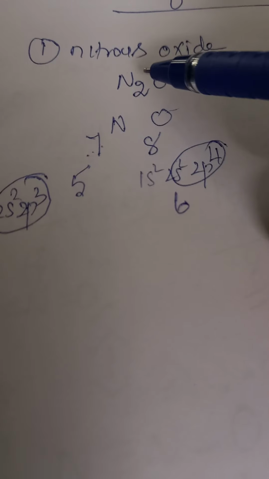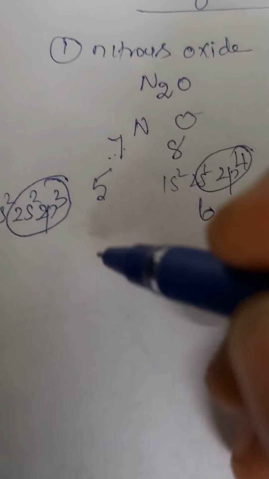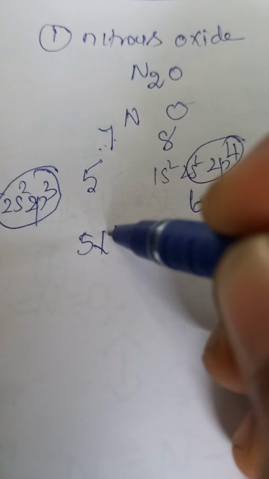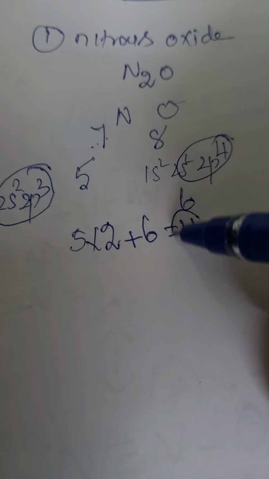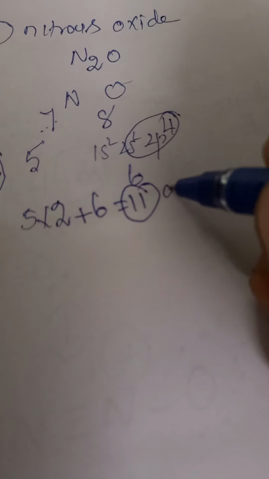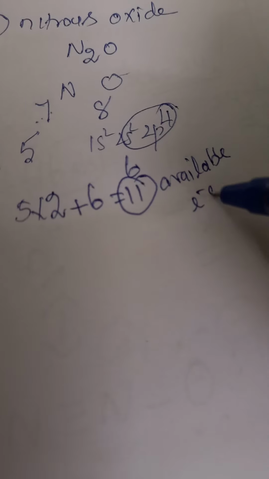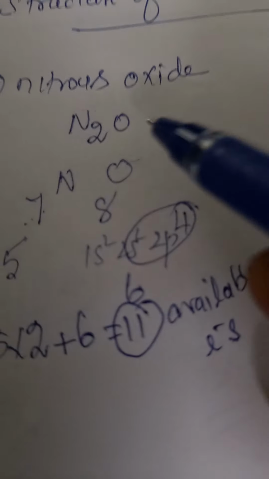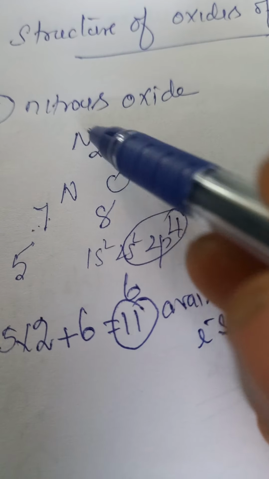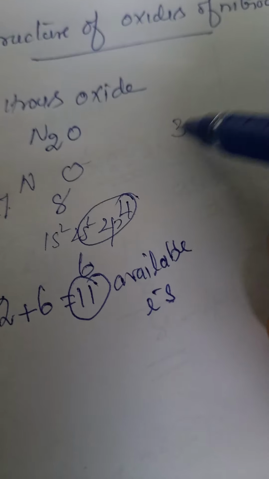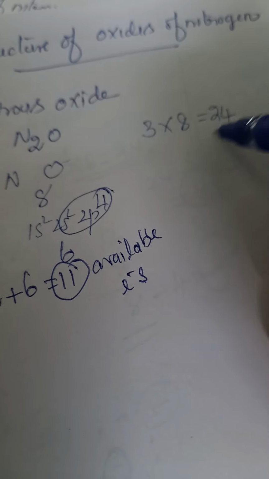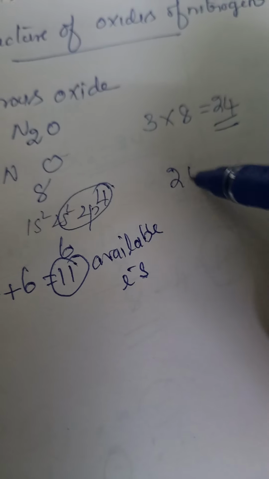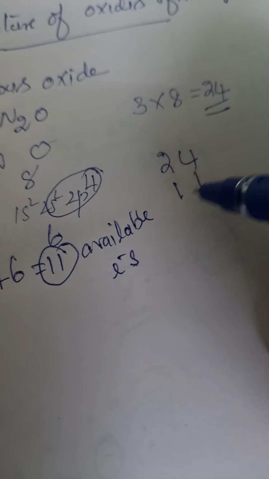So 2 nitrogen atoms are present here. 5 2s are 10 plus 1 oxygen atom 6 is equal to 11 available electrons. But here we are having 3 atoms, 2 nitrogen, 1 oxygen. To become an octet, 3 8s are 24. 24 electrons we need. But we are having only 11 electrons.